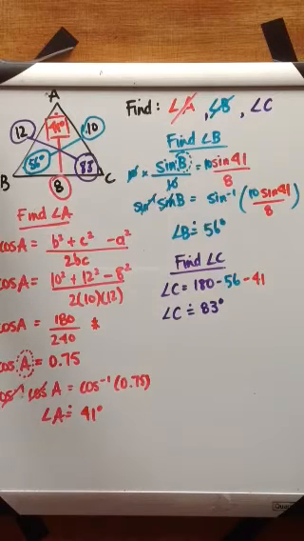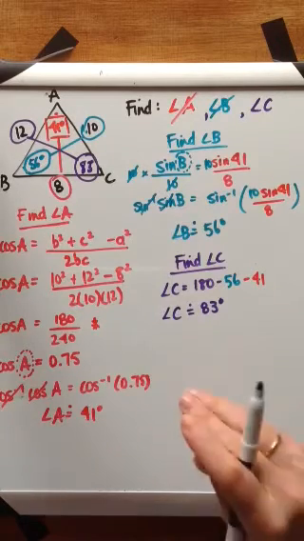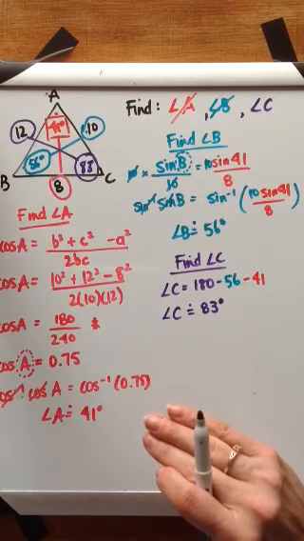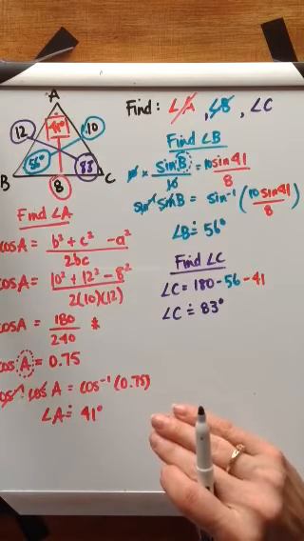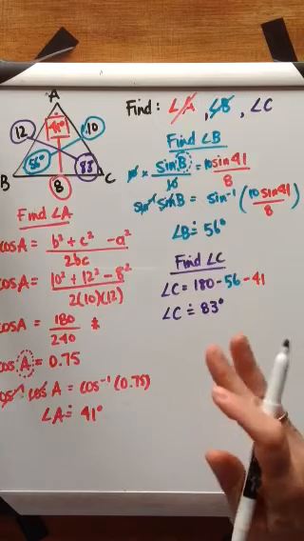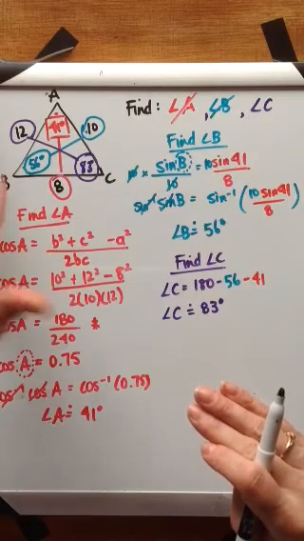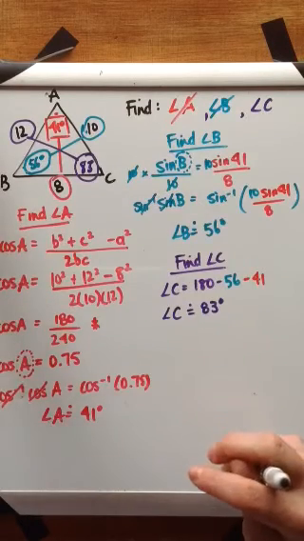All right, there's cosine law for you. Using it in a SAS situation if you're given side angle side, or using it, I like to call it, SSS, or side side side, where you're given all 3 sides. You need to find the angles in the middle.